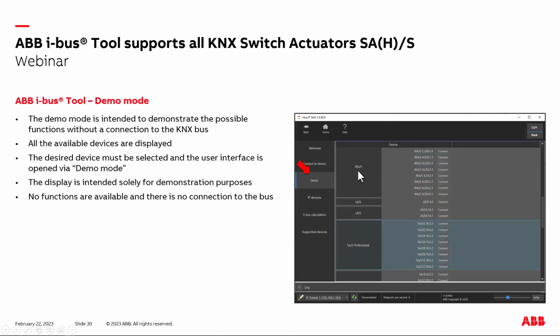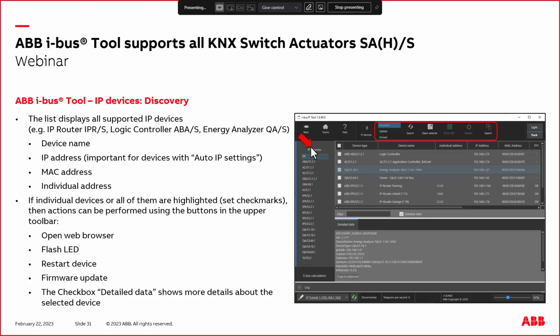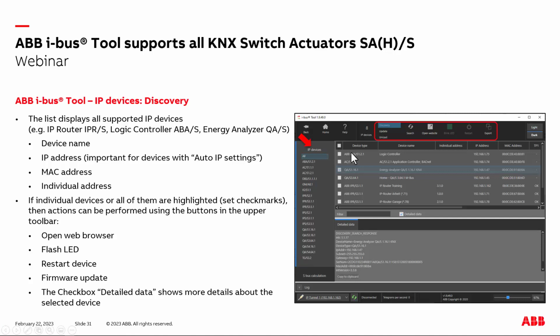Additionally, we have a demo mode. In a demo mode, you can simulate a device to see the functionality of the iBus tool. We have a discovery function inside for IP devices. So the iBus tool then scans the local IP network and shows all KNX IP related devices, like the IP router, like the IP interface, for example, the energy analyzer, QoS, our application controller, or the logic controller.